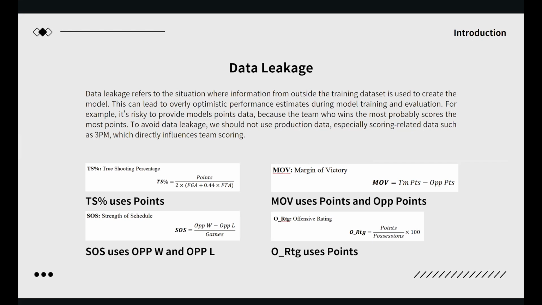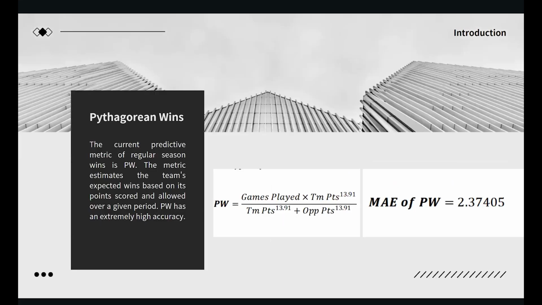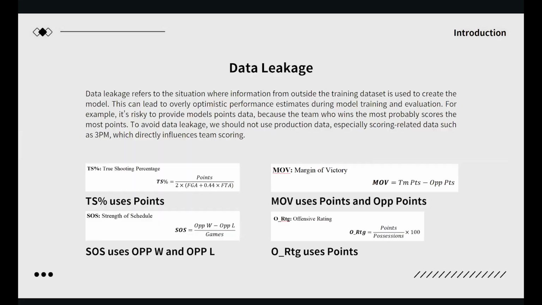We can see again the formula of Pythagorean wins here. Using the same logic, we must also discard true shooting percentage, margin of victory, strength of schedule, offensive rating, those metrics, because they directly use win-loss records or the total points of the team.